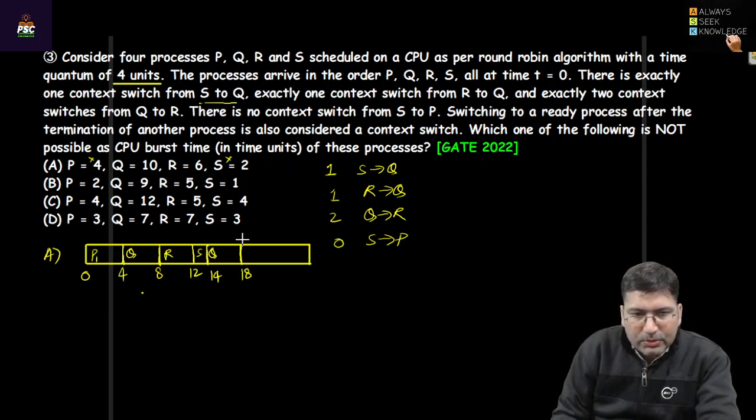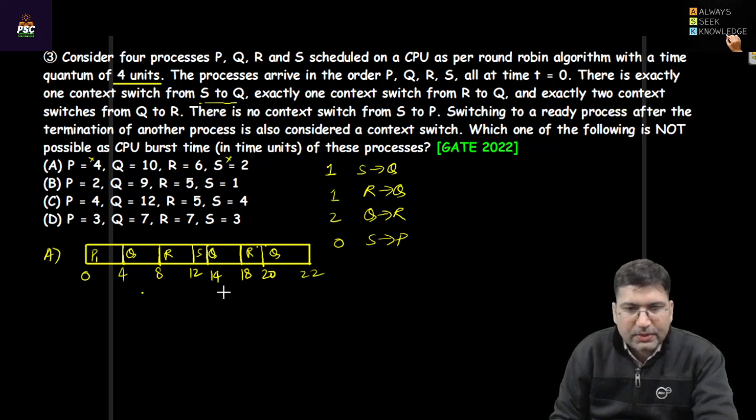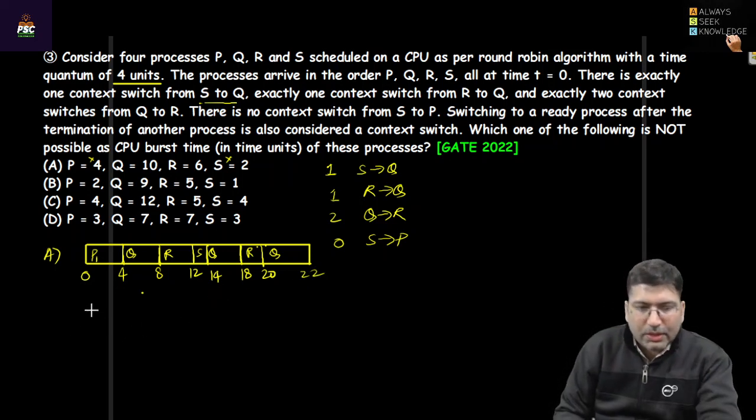And then the remaining 2 cycles of R will be consumed. So R will be executed till, let's say, 20. And then the remaining 2 cycles of Q will be consumed and the Gantt chart is finished at 22. So this is option A.